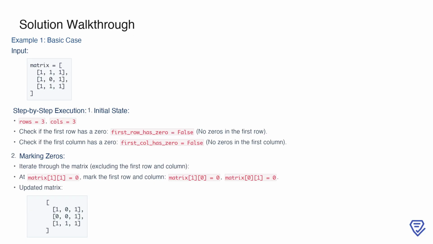Next, we iterate through the rest of the matrix starting from the second row and second column. When we find a 0 at matrix[1][1], we mark its row and column by setting the corresponding elements in the first row and first column to 0. After this marking step, the updated matrix looks like this. The first row now has a 0 at matrix[0][1], and the first column has a 0 at matrix[1][0]. This prepares us for the next step of updating the rest of the matrix based on these markers.